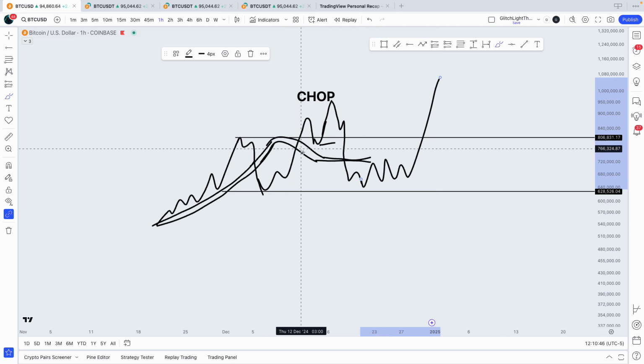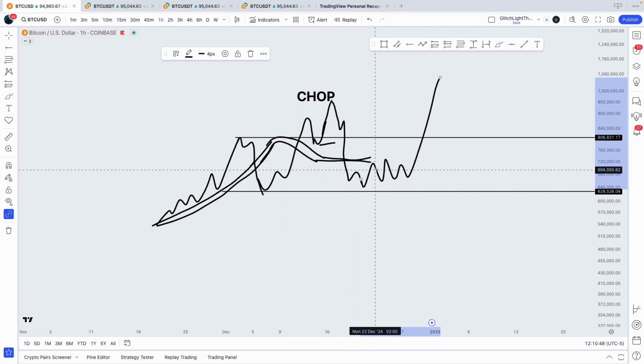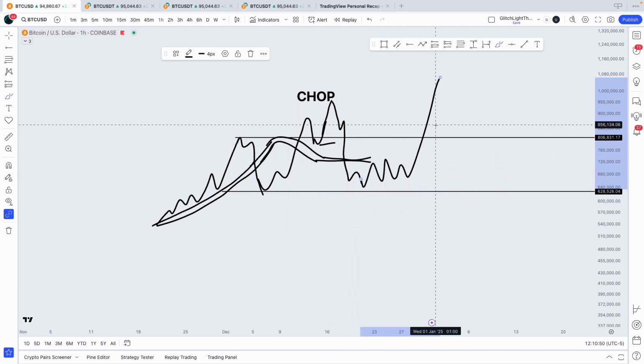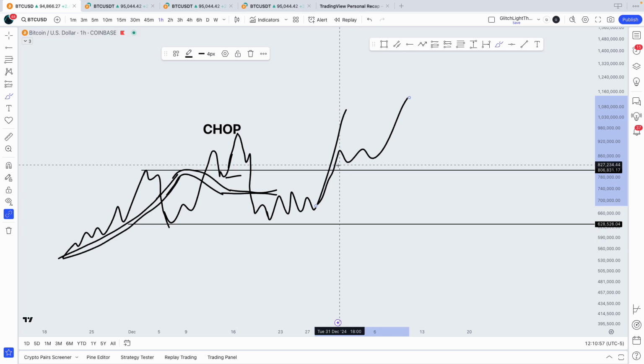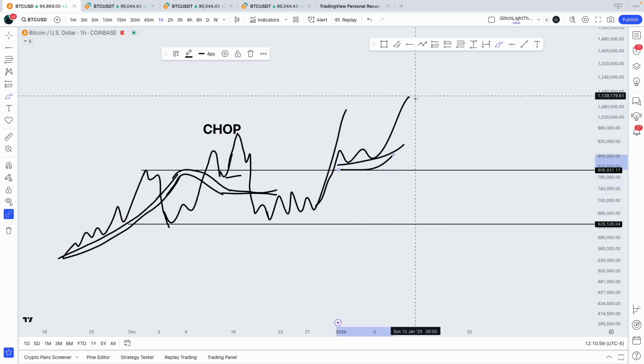So you don't want to be trying to bid a reclaim, short a retest, long another reclaim, and so on. What you want to do is simply wait for price to break out of that range, and then you can look for continuation higher along those trends.